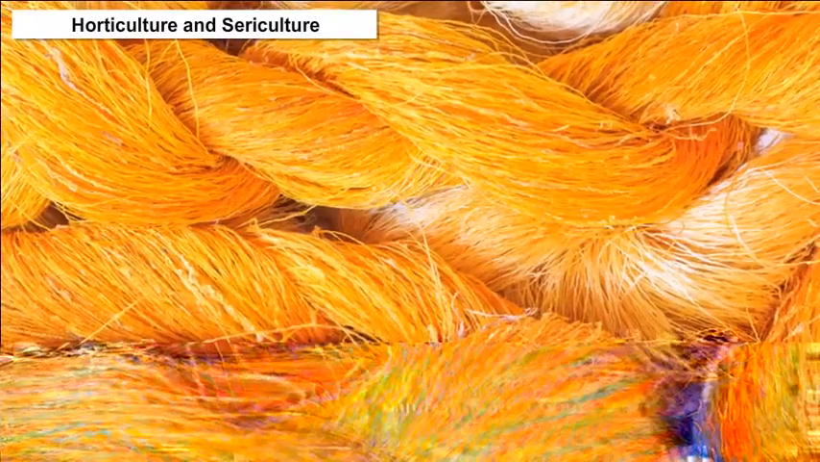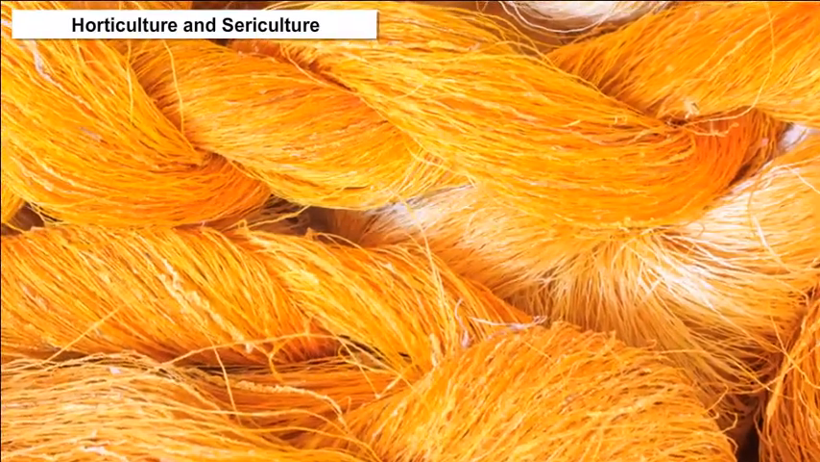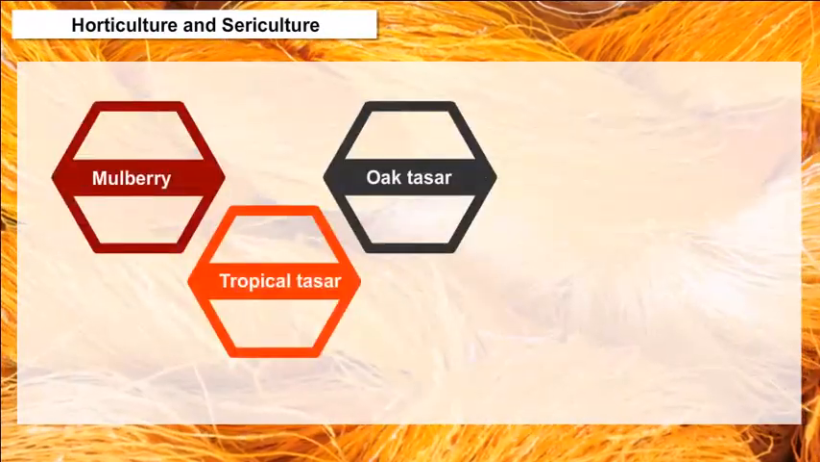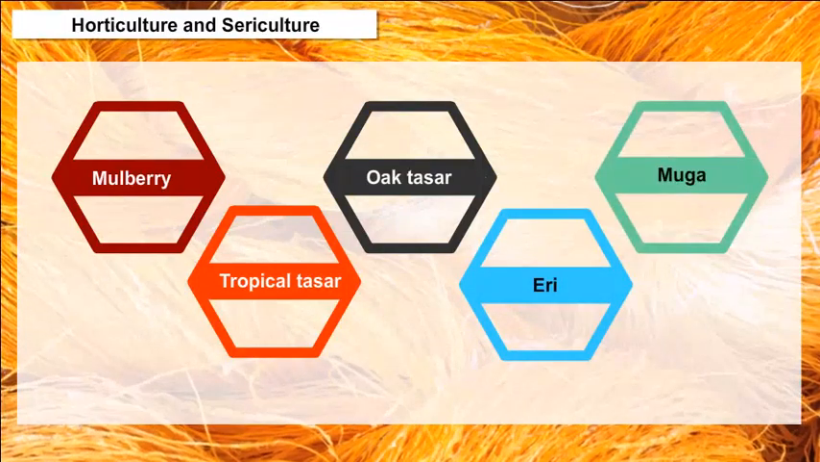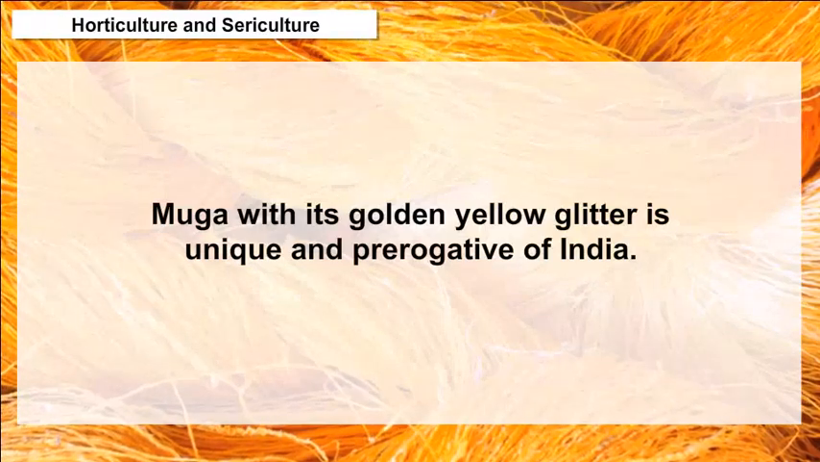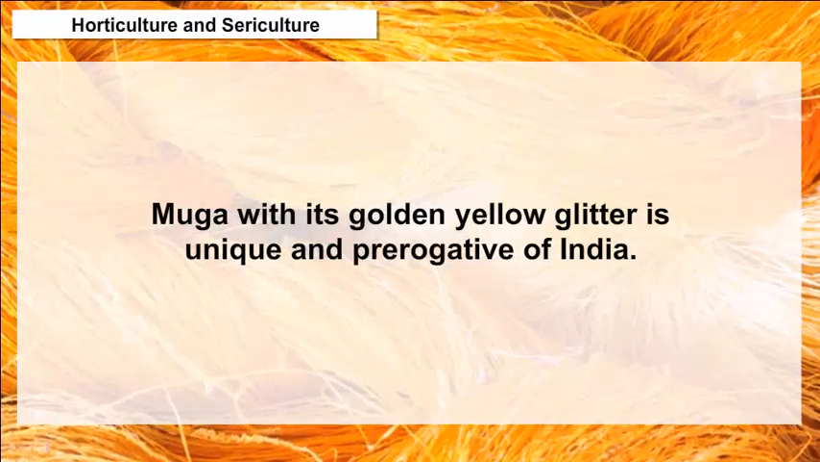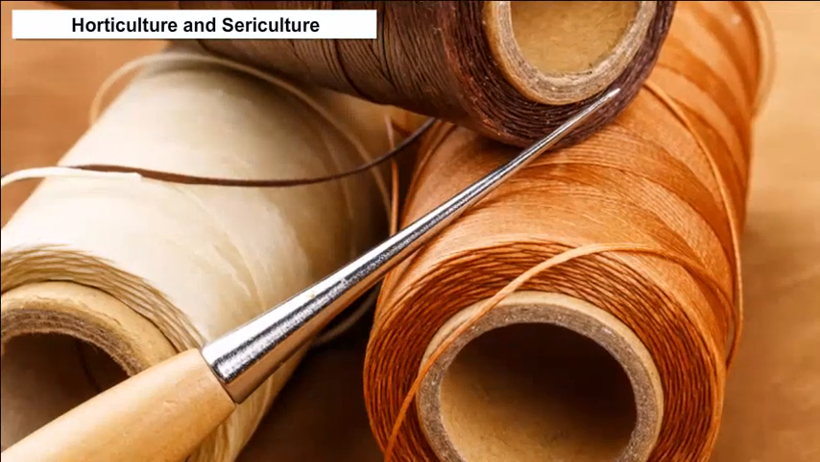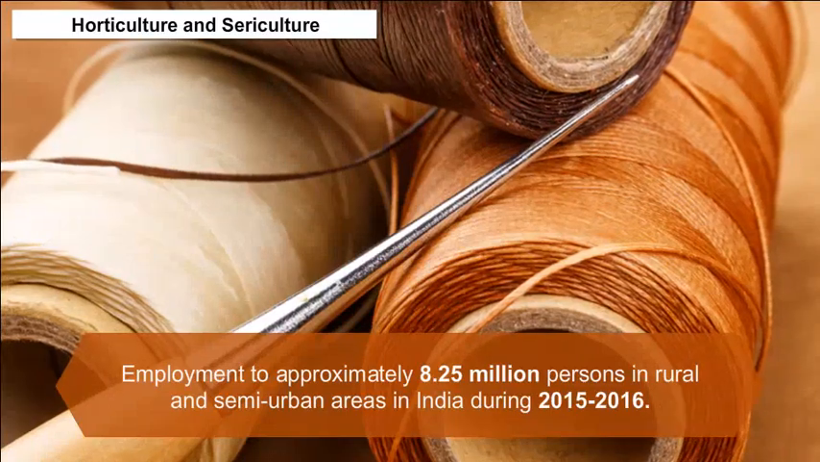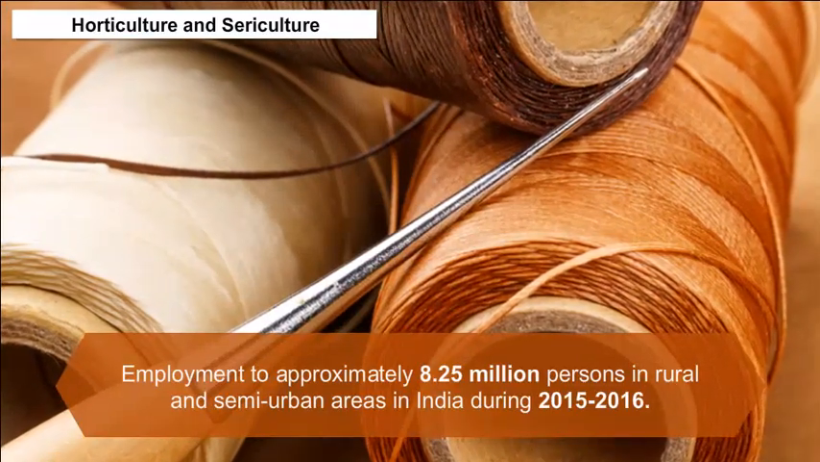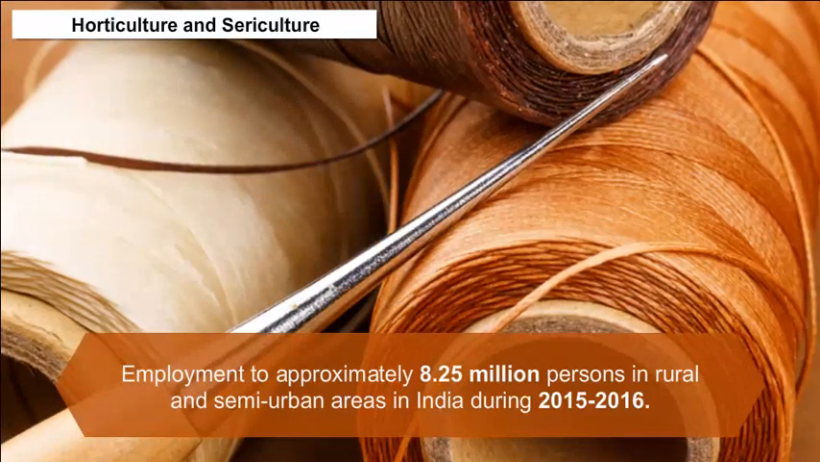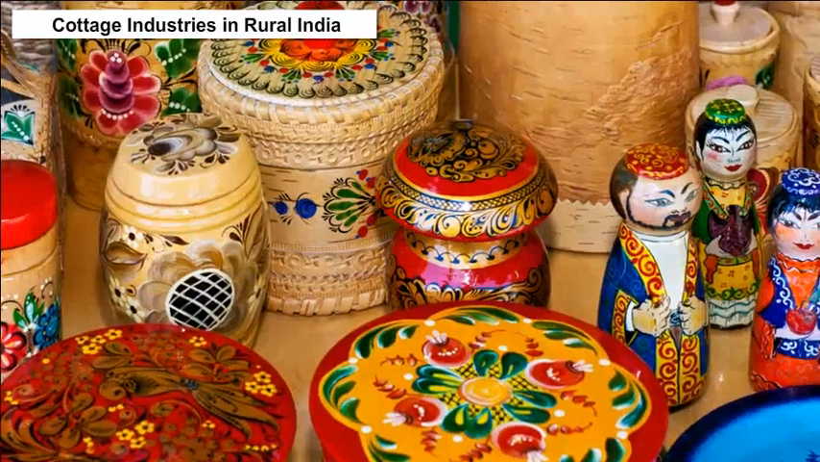India produces all 5 known silk varieties, being the only country in the world to do so: mulberry, tropical tasar, oak tasar, eri and muga, of which muga, with the golden yellow glitter, is unique and the prerogative of India. The sericulture industry provides employment to approximately 8.25 million persons in rural and semi-urban areas in India during 2015-2016.